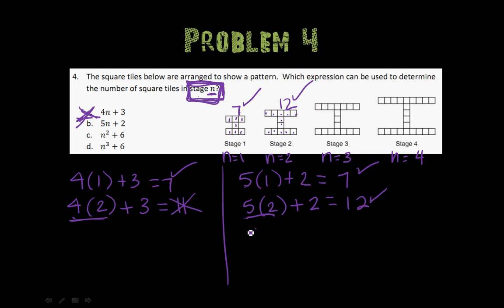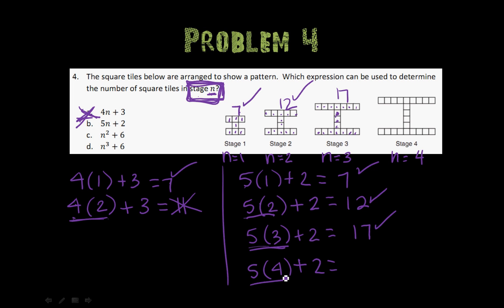So now let's try stage 3. 5 times 3 plus 2. 5 times 3 is 15, add 2, you get 17, so let's see if that works. 1, 2, 3, 4, 5, 6, 7, 8, 9, 10, 11, 12, 13, 14, 15, 16, 17. So that looks good. Let's do the last one just to be super sure. 5 times 4 plus 2.